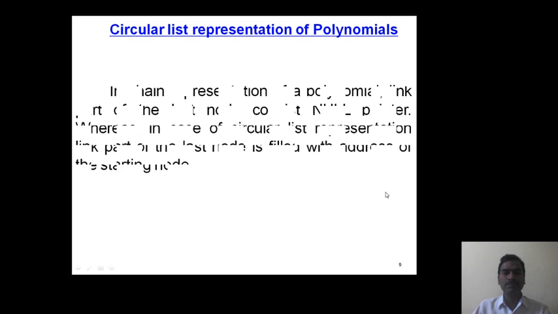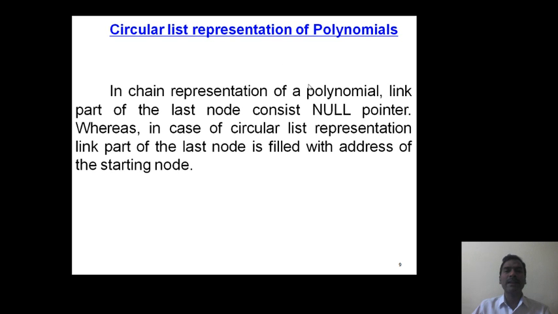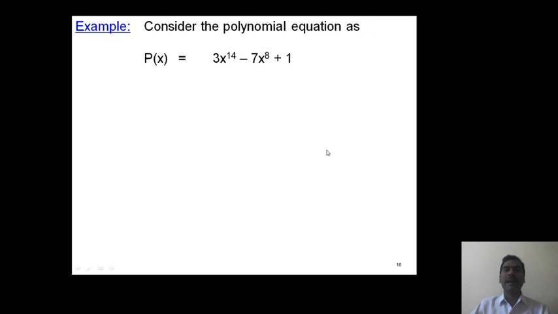Now, circular list representation of polynomial equations. Students, you are all familiar with the circular linked list concept. In a circular linked list, the link part of the last node is filled with the address of the starting node. Hence, when we observe the circular linked representation of a polynomial equation, here the link part of the last node is filled with the address of the starting node. Now it shows a diagrammatic view.